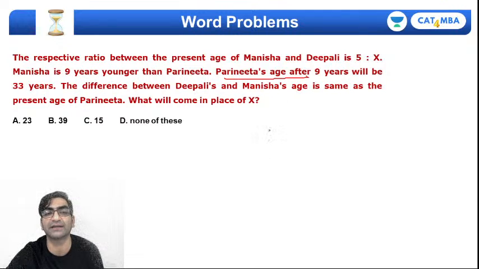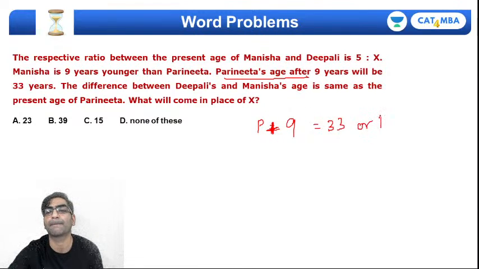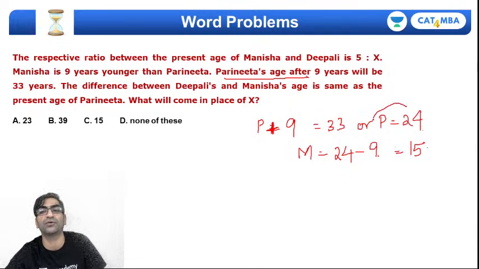Parinita's age after 9 years will be 33, which means Parinita's present age P, after 9 years, P plus 9 will be equal to what? 33, which means P is 24. Okay, Parinita is 24 and Manisha is, so M equal to 9 years younger than Parinita, so P minus 9. So 24 minus 9, that's 15. Okay, Manisha is 15, Parinita is 24.